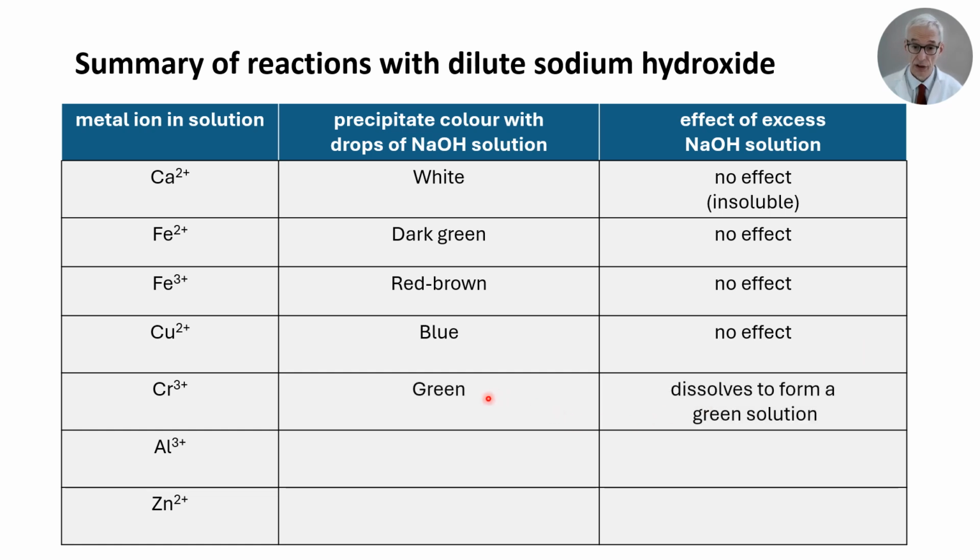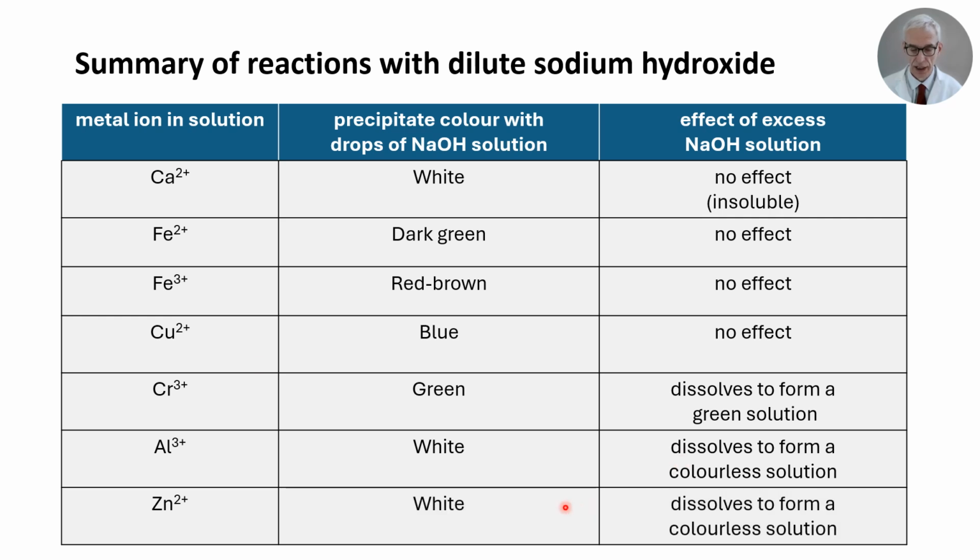Chromium, however, green precipitate, it dissolves to form a green solution. Aluminium, white precipitate, dissolves to form a colorless solution, as does zinc. So you've got to distinguish between calcium and aluminium and zinc. To do so, you need to recall or understand the effect of excess sodium hydroxide. Calcium precipitates insoluble. Aluminium and zinc, the precipitates dissolve to form a colorless solution.